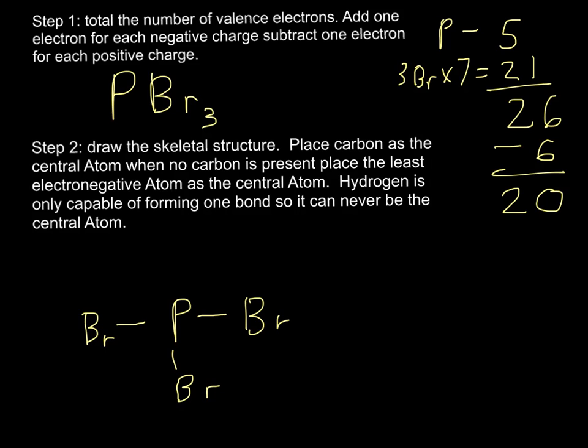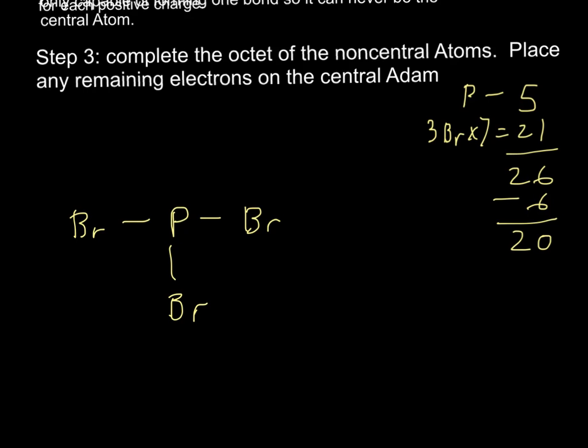So now we're onwards to step 3. Complete the octet of the non-central atoms. Place any remaining electrons on the central atom. So I'm looking at bromine, and bromine has 2 electrons currently from the covalent bond. So to get an octet, or 8, it needs 6 more electrons. So I'm going to give it 6 more electrons. 1, 2, 3, 4, 5, 6.